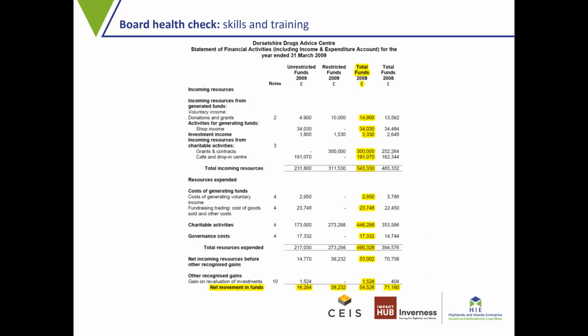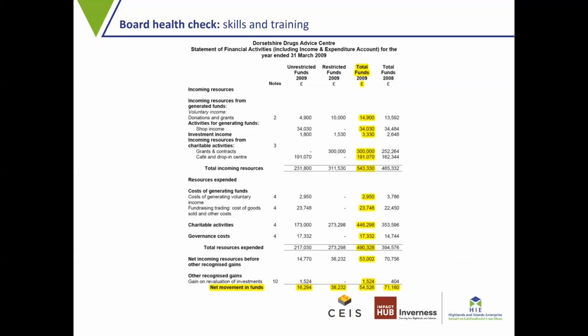Now we'll have a look at a statutory accounts example. We're going to look at the handout Commentary on the Model Trustees Annual Report and Accounts, Dorsetshire Drugs Advice Centre. This is the income and expenditure account for the Dorsetshire Drugs Advice Centre for the year ended 31st of March 2009. So that means that the figures cover the period from the 1st of April 2008 to the 31st of March 2009.